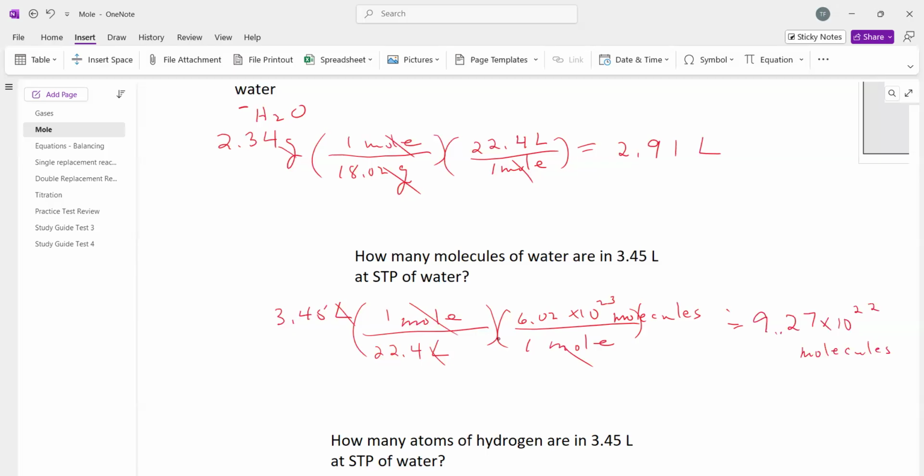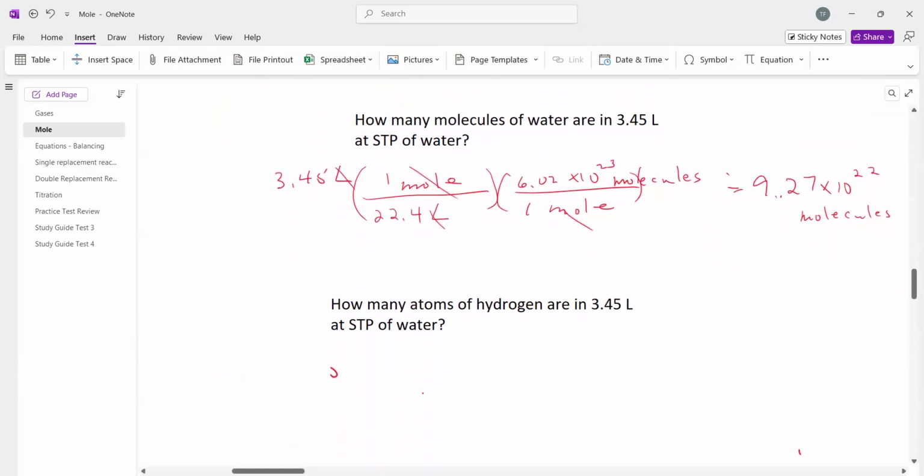Okay. Now the 22.4 liters is not defined. So that's 3 sig figs. Same with the 602. 3 sig figs on that. So we have 3, 3, 3. So our answer is 3 sig figs. You guys okay with these?